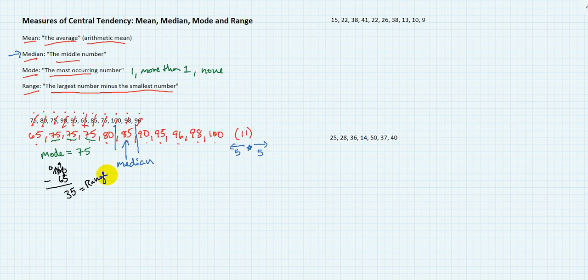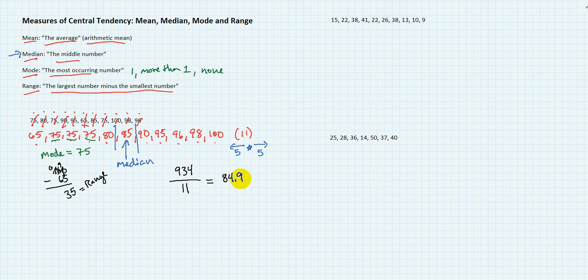The next part might be a little tricky depending on if you're allowed to use calculators or not. You have to find the average, you have to add up all these numbers here from 65 to 100, and then you're going to divide by the number there. So if I were to add all these up, I would get 934, and then I would divide that by 11, and I would end up getting 84.9.